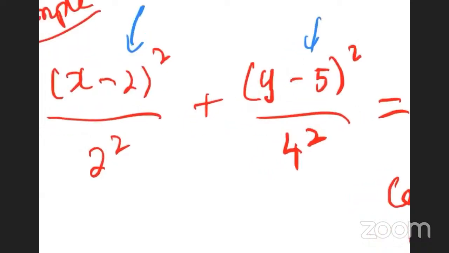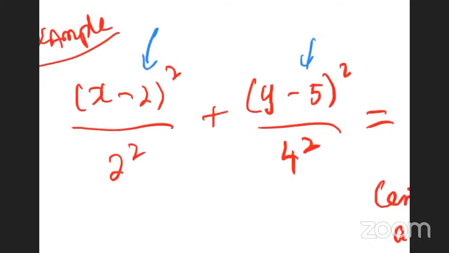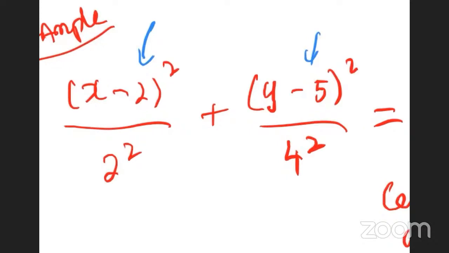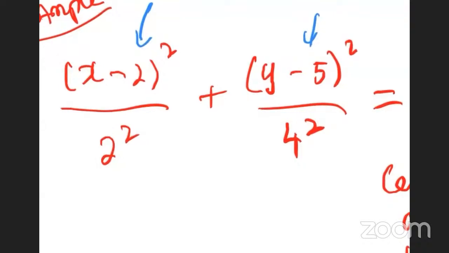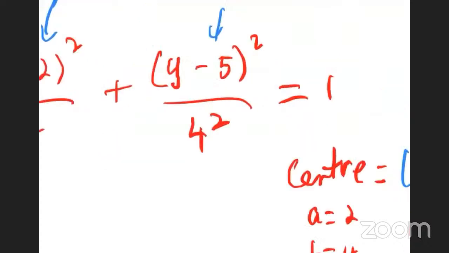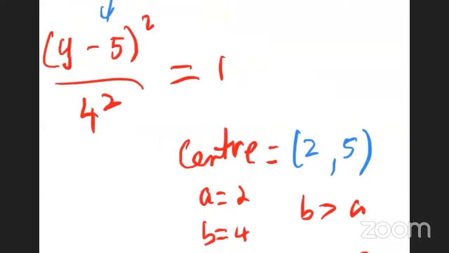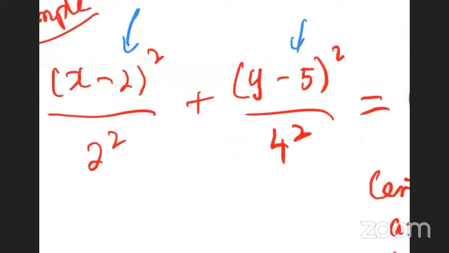What is the center here, Shivish? What's the center of this ellipse? Look at the blue line. Positive 2 and 5. Right? And the major axis is what? X or Y? Look at the denominator. Y. So therefore, from that, we know what the center is. We know what A and B is, and we know that B is more than 0. All right? Copy that down.